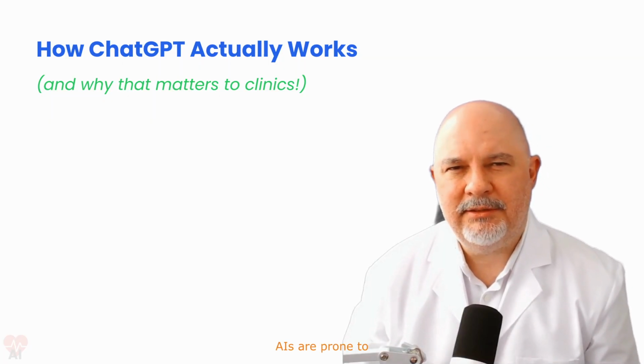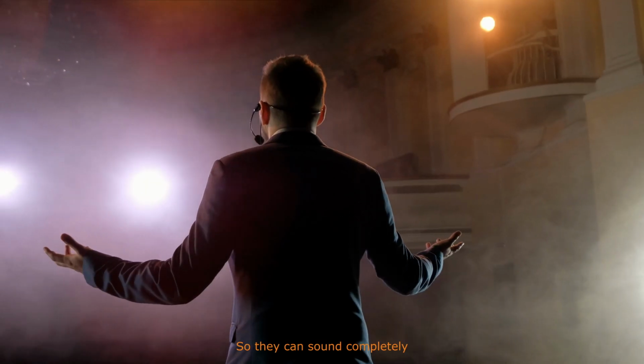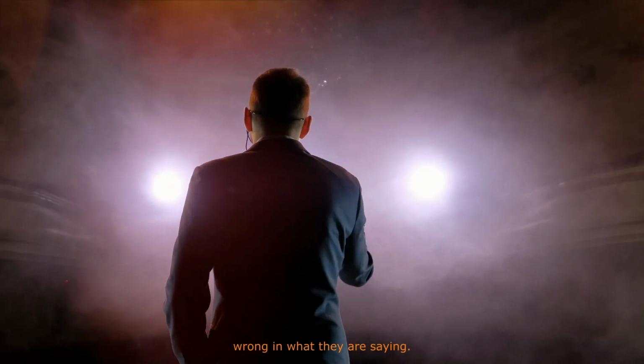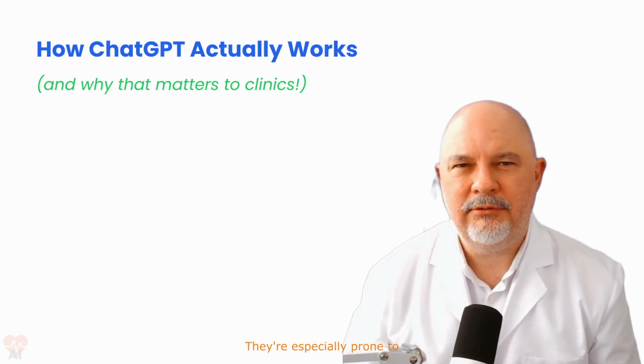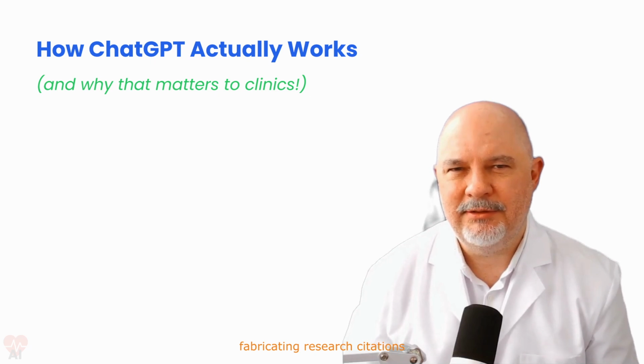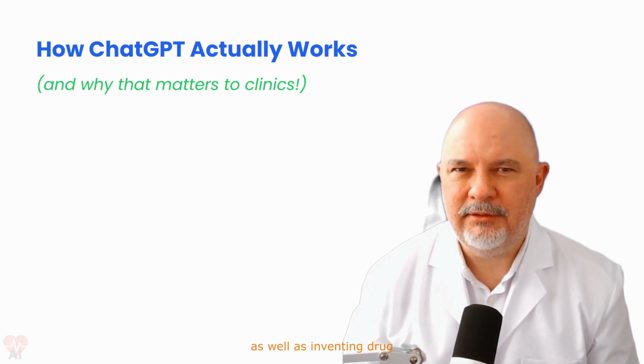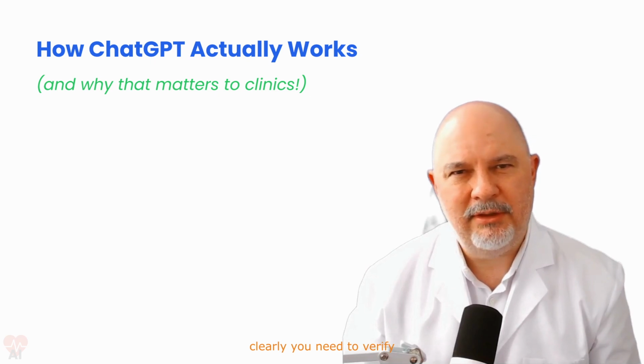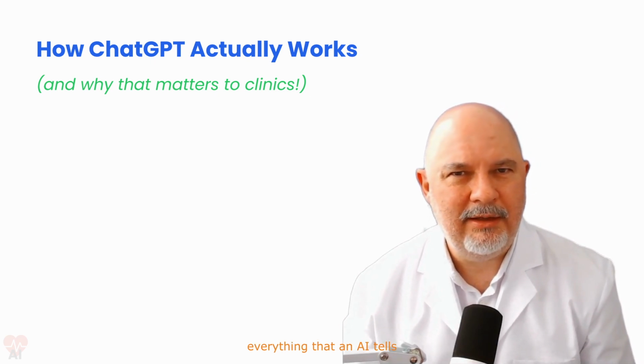Secondly, obviously AIs are prone to hallucination, so they can sound completely authoritative but be totally wrong in what they are saying. They're especially prone to fabricating research citations, as well as inventing drug contraindications. So obviously, clearly you need to verify everything that an AI tells you.